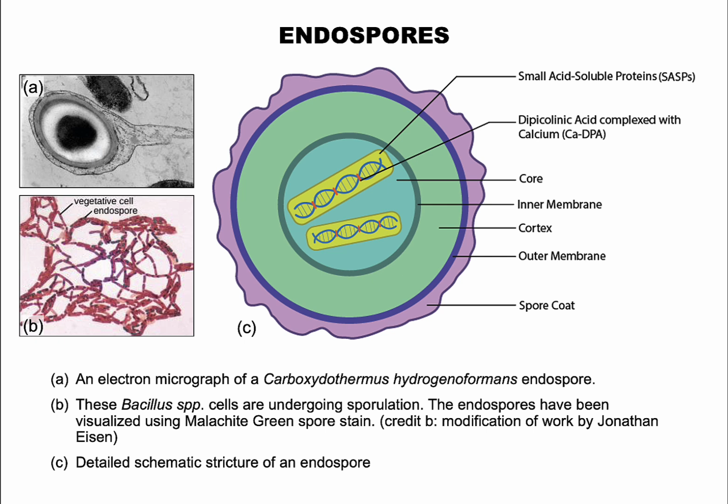Endospores represent a remarkable adaptation in bacterial cells. Although categorized under bacterial internal components, it's essential to understand that an endospore is not merely an internal or external structure. Rather, it signifies a transformation of the cell into a different state.